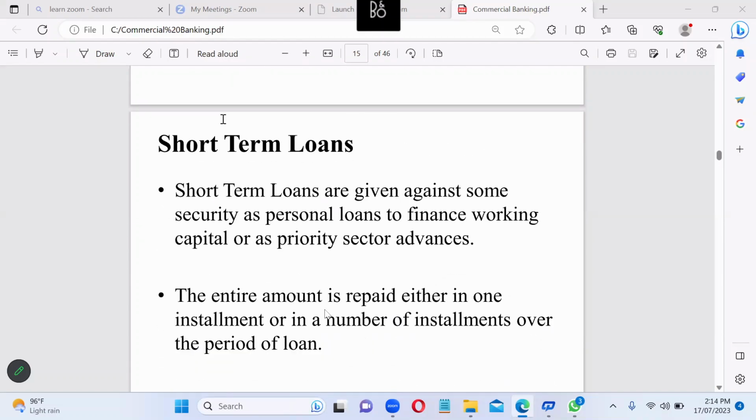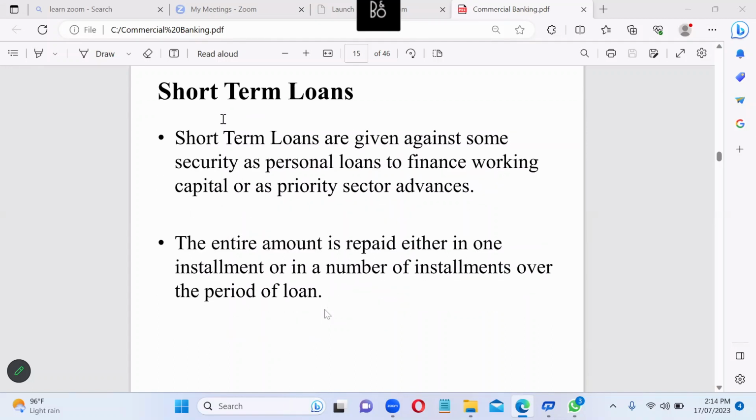Short-term loans are given against some security, personal loans to finance working capital or priority sector advance. The entire amount is repaid either in one installment or in a number of installments over a particular period. Short-term loan means an amount for below 1 year, not more than 1 year. These loans are called short-term loans. Here also you have to pay your money by installment, one installment or a number of installments you can pay. Here also an interest rate is available.